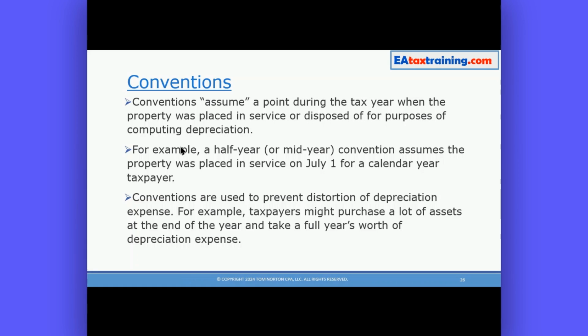There can be other conventions as well that we'll talk about on the next slide. The reason we use conventions is to prevent distortion of depreciation expense. So, for example, taxpayers might purchase a lot of assets at the end of the year and try to take a full year's worth of depreciation expense. So they're trying to keep taxpayers and accountants from getting fancy, buying all of their assets in December and then getting a full year's worth of depreciation, even though they didn't actually buy it until the last month of the year. So conventions are in place in order to prevent that type of game playing.